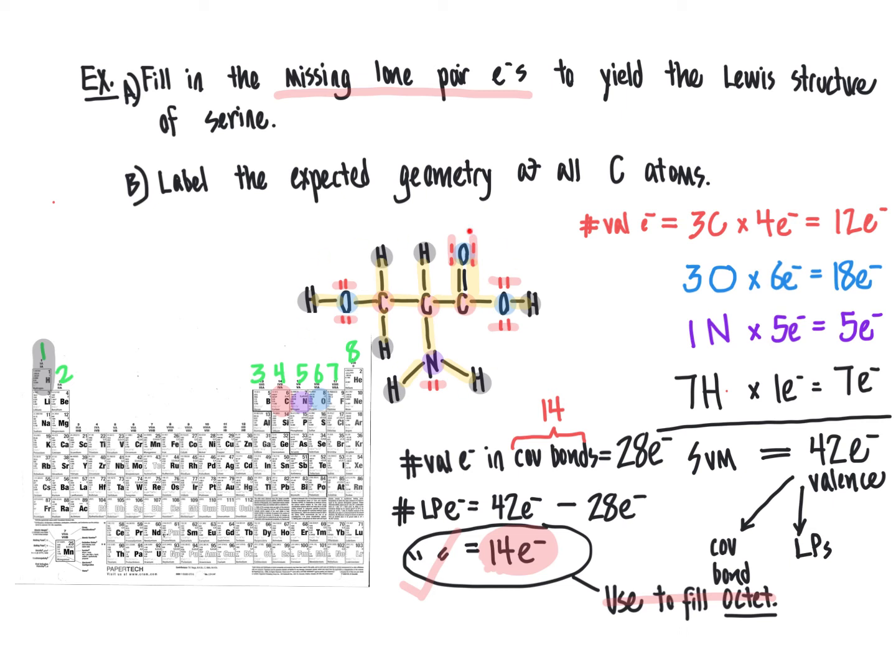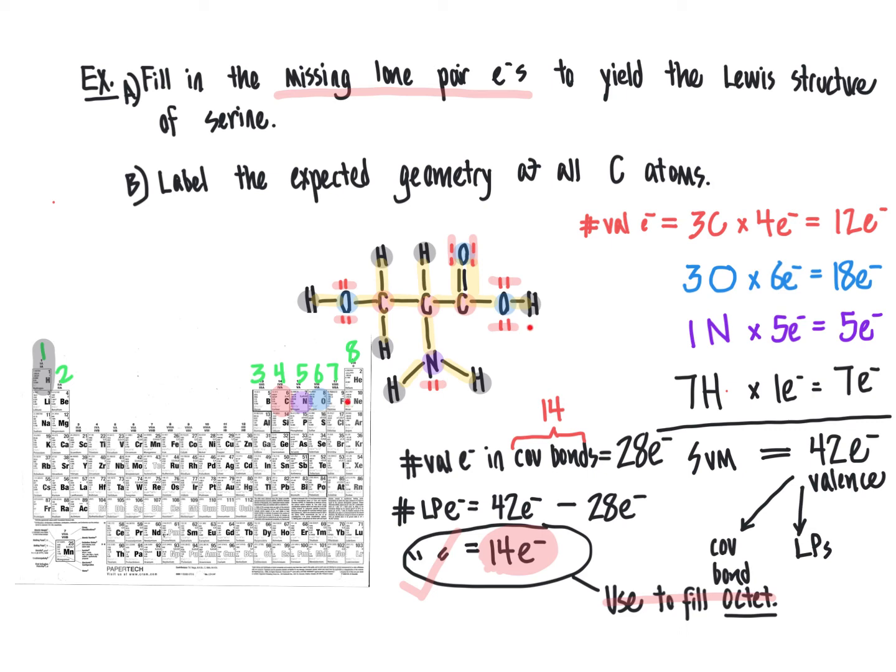and to make sure that none of these atoms have formal charges, because if they had a formal charge, it would need to be explicitly listed here in a superscript somewhere that there is a charge on an individual atom or a net charge on the molecule as a whole. So with that, we can move on to part B, where we're asked to label the expected geometry at all of the carbon atoms.